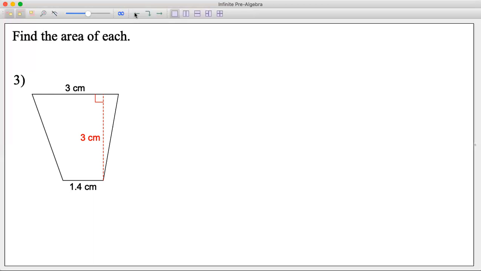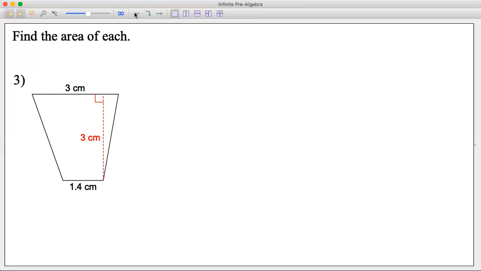Okay, open parentheses. Base one is what? Okay, right there. Plus, base two is, yep. Close your parentheses. All I'm doing is looking at what you wrote above. It says times the height. What's the height? Okay, so 3, all over. See the fraction bar? All over. Now we grab the calculator, we type that in exactly the way it appears.